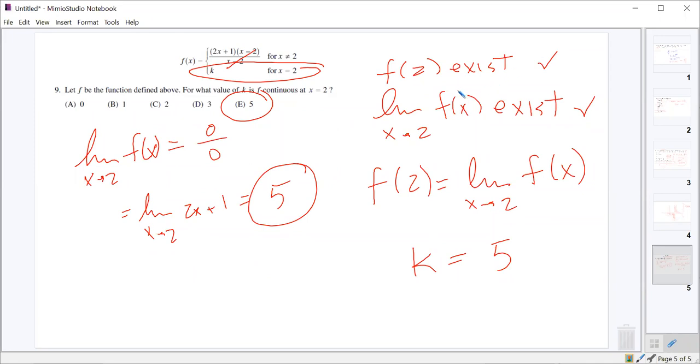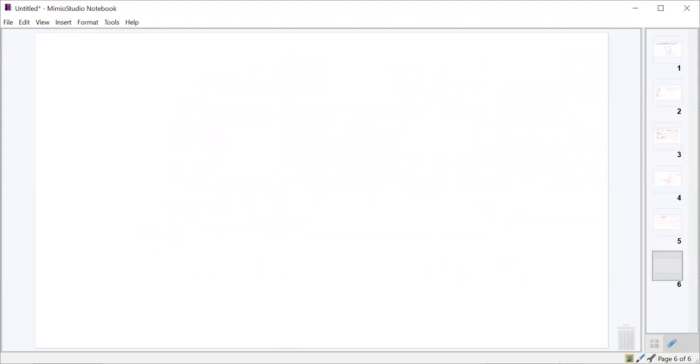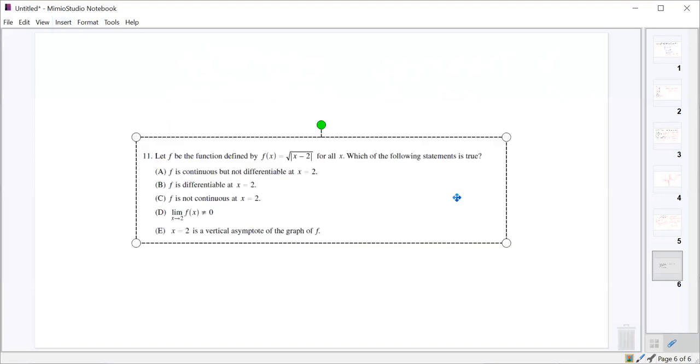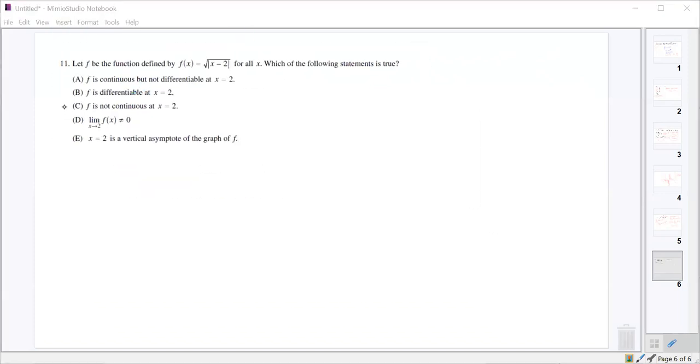All right, next one is going to be number 11. Assuming I can get it to show up. There we go. All right, number 11. All right, number 11, f is the function defined by f of x equals the square root of the absolute value of x minus 2.